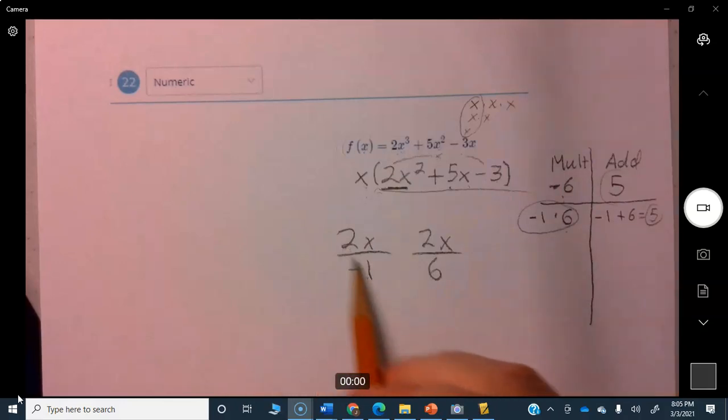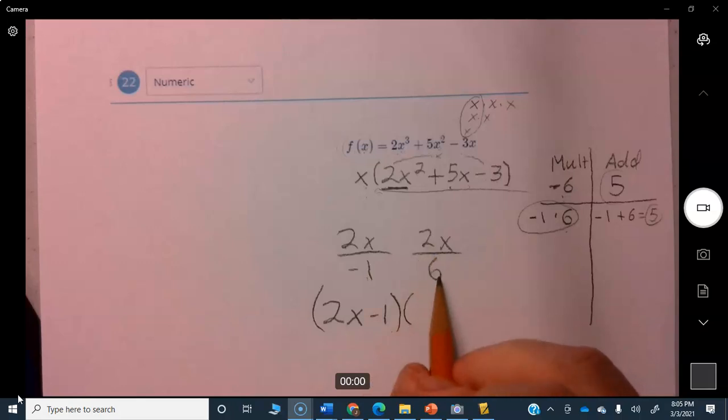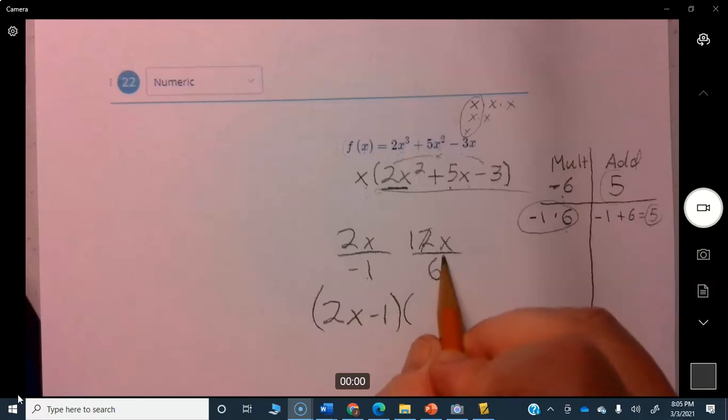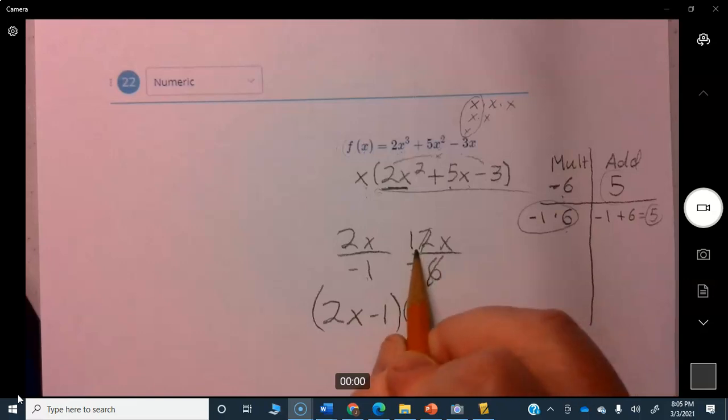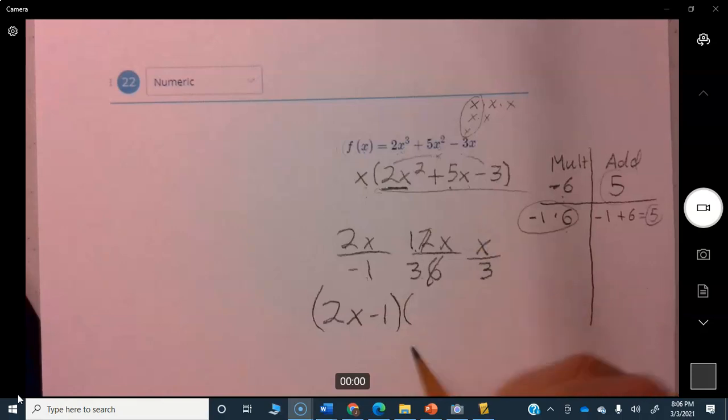Okay, well you can't reduce this one any further, so that's simply going to be 2x minus 1. And this one reduces. 2 goes into 2 one time, and 2 goes into 6 3 times. So it's 1x over 3, or that's going to be x over 3. So that's going to be x plus 3. Again, the implied plus sign right there, so it's an x plus 3.